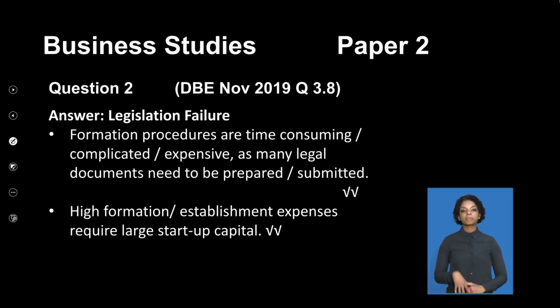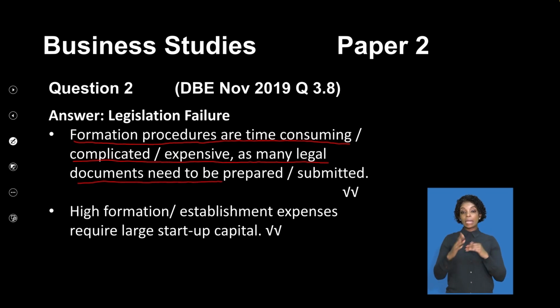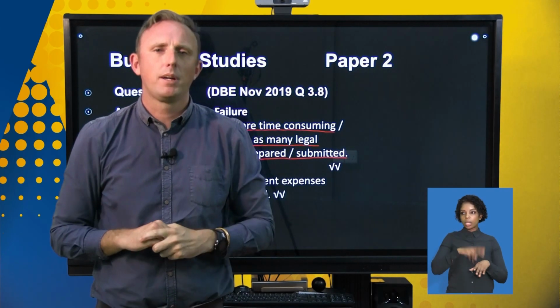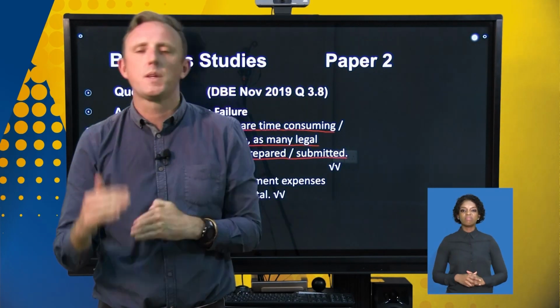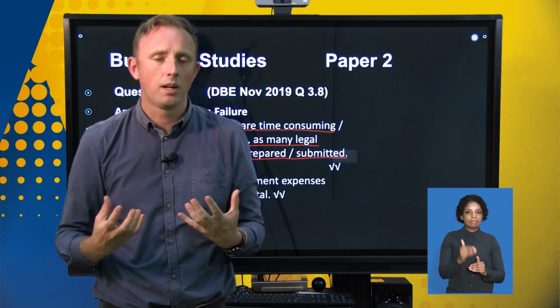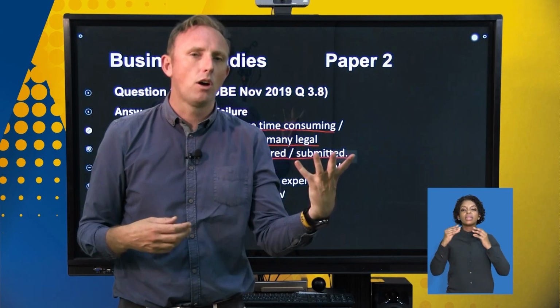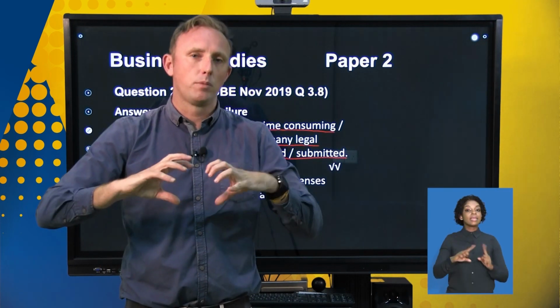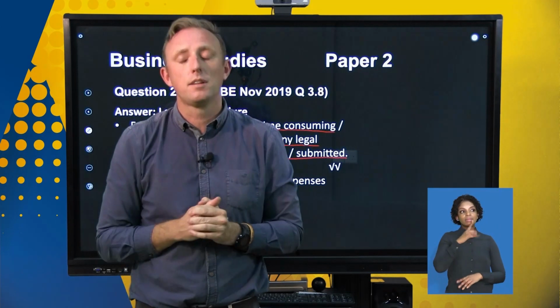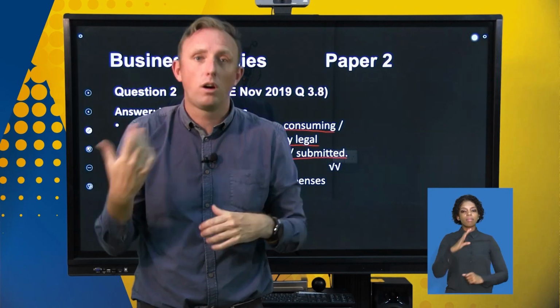If we look at legislation failure, formation procedures are time-consuming and complicated and expensive, and there are many legal documents that need to be prepared and submitted. So you can't all of a sudden today just say, right, I'm going to start a public company today. There's a whole process that you have to go through. It's very time-consuming. If you look, there's a lot of businesses that want to list on the JSE and cannot because they didn't conform to all of these different legal processes, which means that we've got a lot of companies that can't join the JSE.